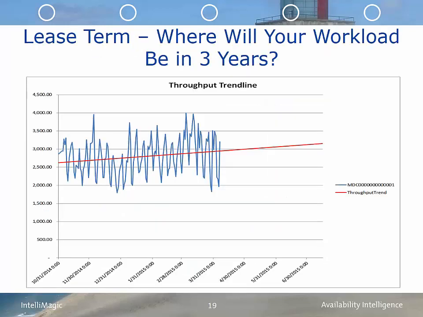When managing lease terms, people tend to think in terms of the cheapest or best deal they can get on a lease. They don't always consider the performance or where their system will be in terms of performance workload in 3 or 5 years that the lease determines. By looking at long-term trending information, you can determine your workload trend and forecast where it will be in 3 or 5 years. This will help you greatly reduce the risk of under-configuring your system.